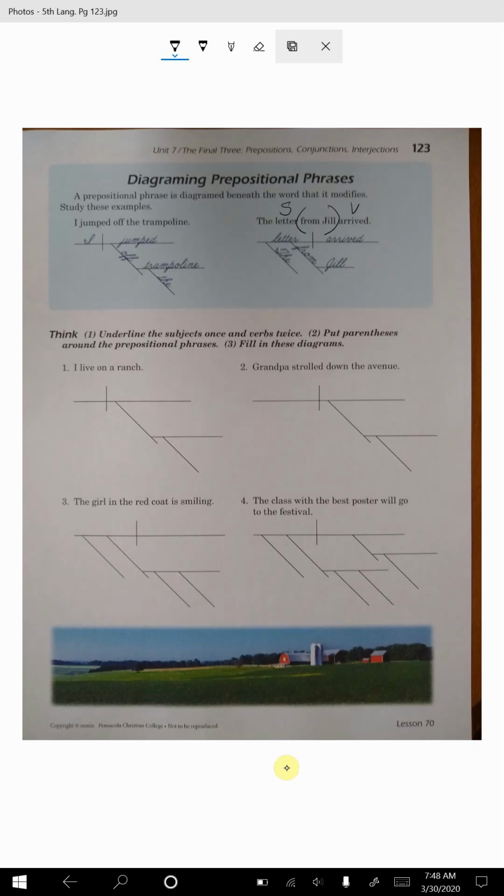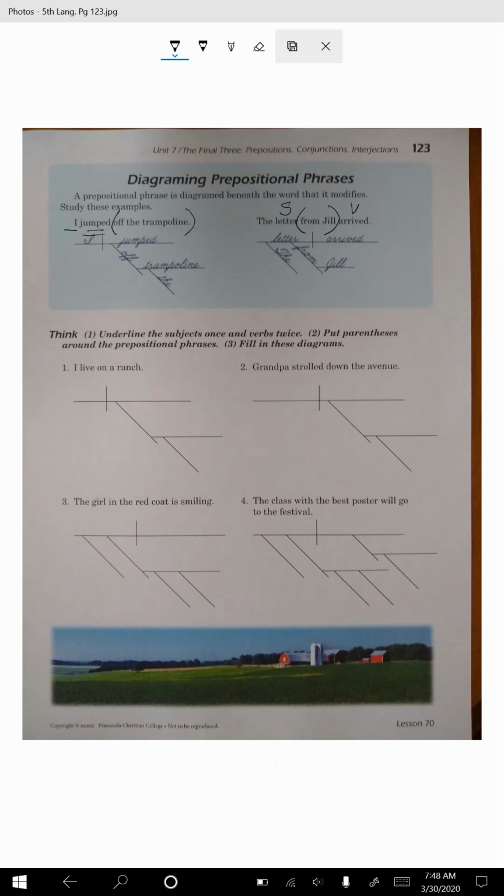Over here, you jumped off the trampoline. Remember the word off? If it doesn't have a noun after it making a prepositional phrase, it's just going to be called an adverb. But here it has off the trampoline, which is a pretty simple prepositional phrase. So then this would be our subject and this would be our verb.